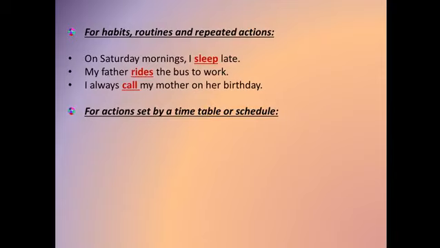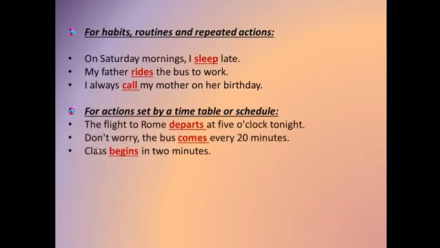Okay, or the train arrives to the station. For example here, the flight to Rome departs at 5 o'clock tonight. So departs here means leaves. So the flight to Rome leaves at 5 o'clock. It means that this is the certain time where this action is going to happen. Okay, so when it's 5 o'clock, the flight to Rome leaves. So this here is a timetable or a schedule, so I use the present simple.